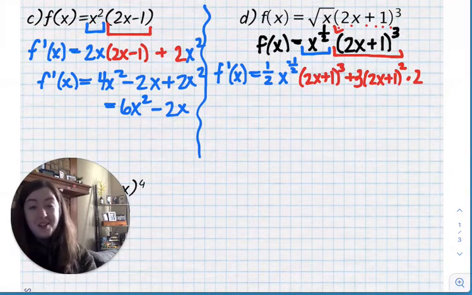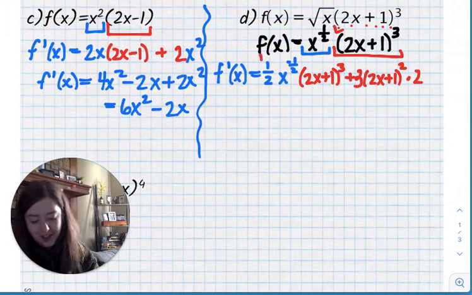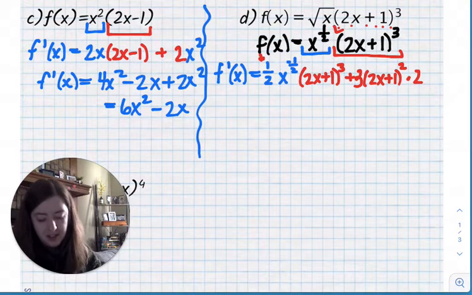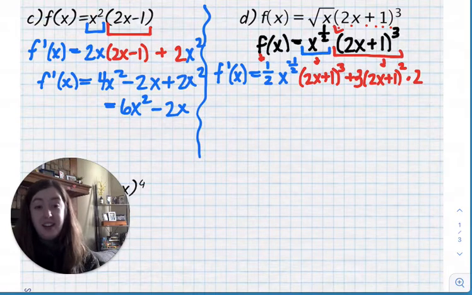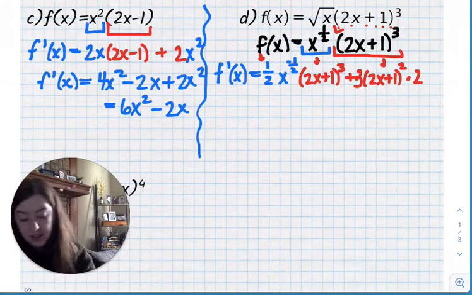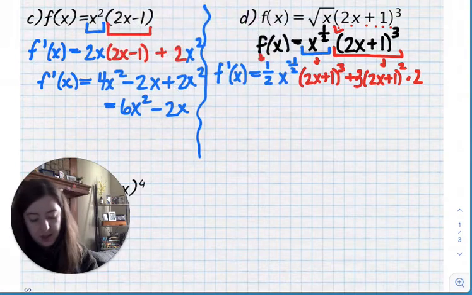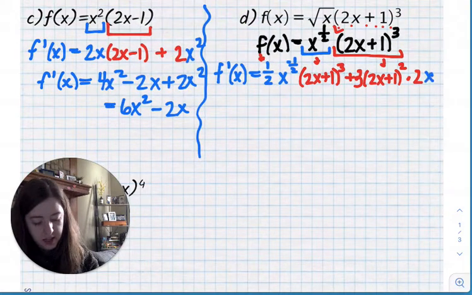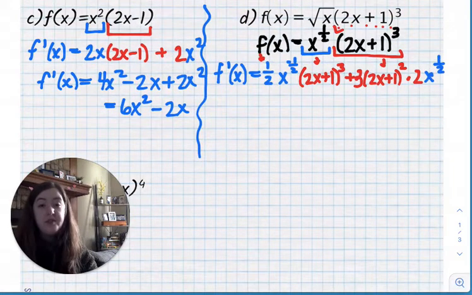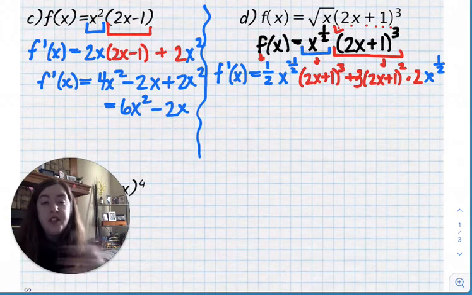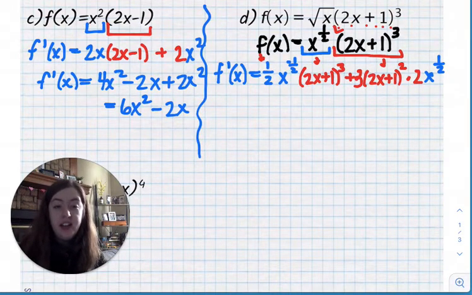So here's what we've got so far. We've got derivative of the first times the second plus the derivative of the second. Now we need to go times the first. So times our original x to the 1/2. Feel free to simplify that, but good golly, I don't feel like it, do you?